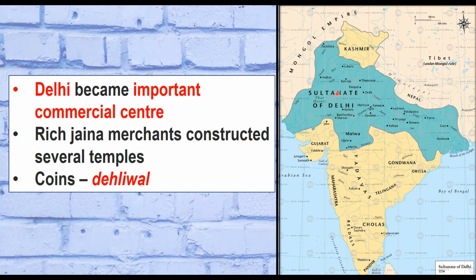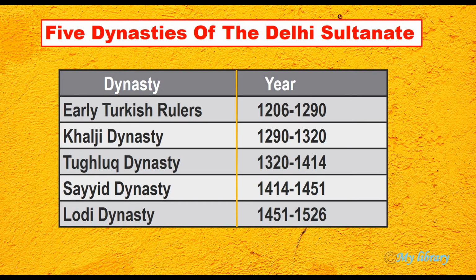Now look at this map. Here you can see the region covered by the Delhi Sultanate in the early years. The transformation of Delhi into a capital that controlled vast areas of the subcontinent started with the foundation of the Delhi Sultanate in the beginning of the 13th century.